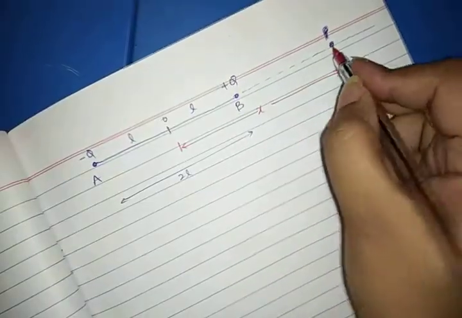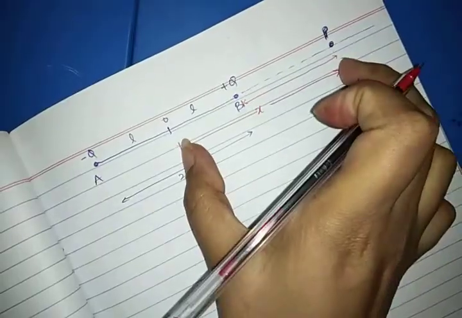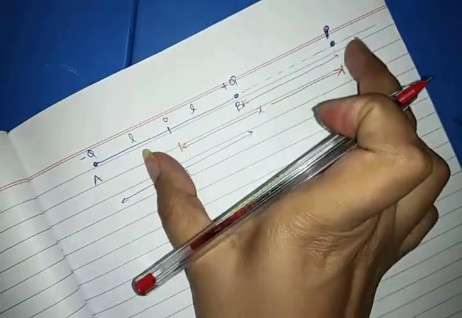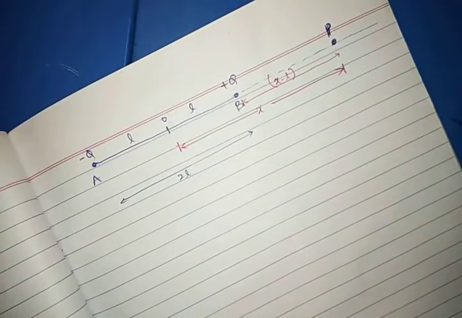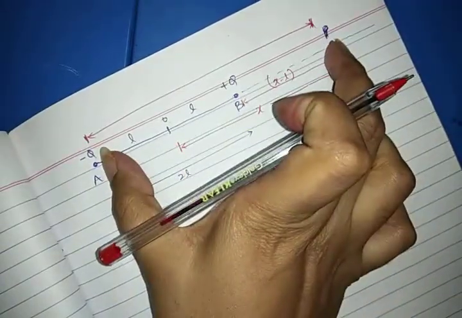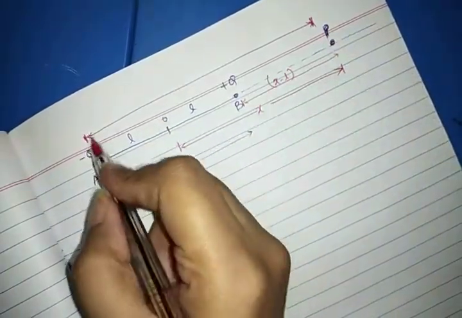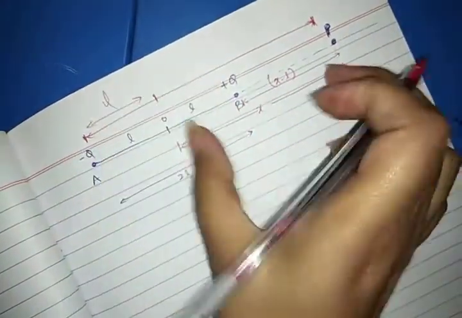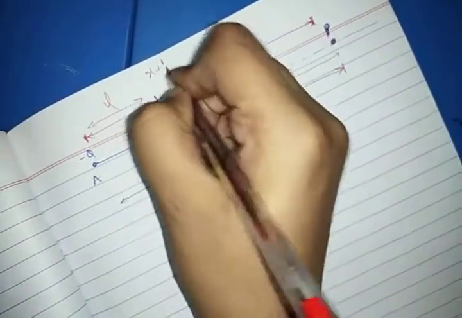If the point P is x distance away from the center point, then this distance will be this minus this. This is L, and this is x. So this distance will be x minus L, right? And from this point to this point, the total length will be this distance plus this distance. This is your L, this is your x. So the total length is x plus L, right?